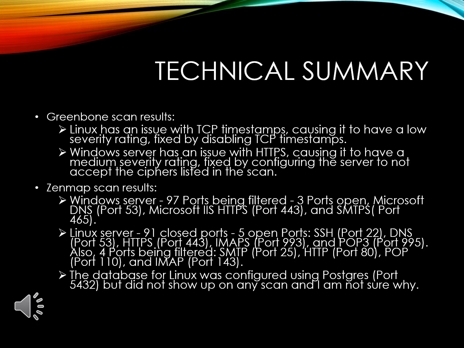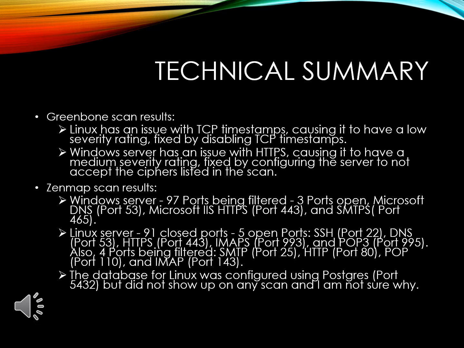Let's take a look at the technical summary for Greenbone and ZenMap scans. Linux has an issue with TCP timestamps, causing it to have a low severity rating. This can be fixed by disabling TCP timestamps. Windows Server has an issue with HTTPS, causing it to have a medium severity rating. This can be fixed by configuring the server to not accept ciphers listed in the scan.